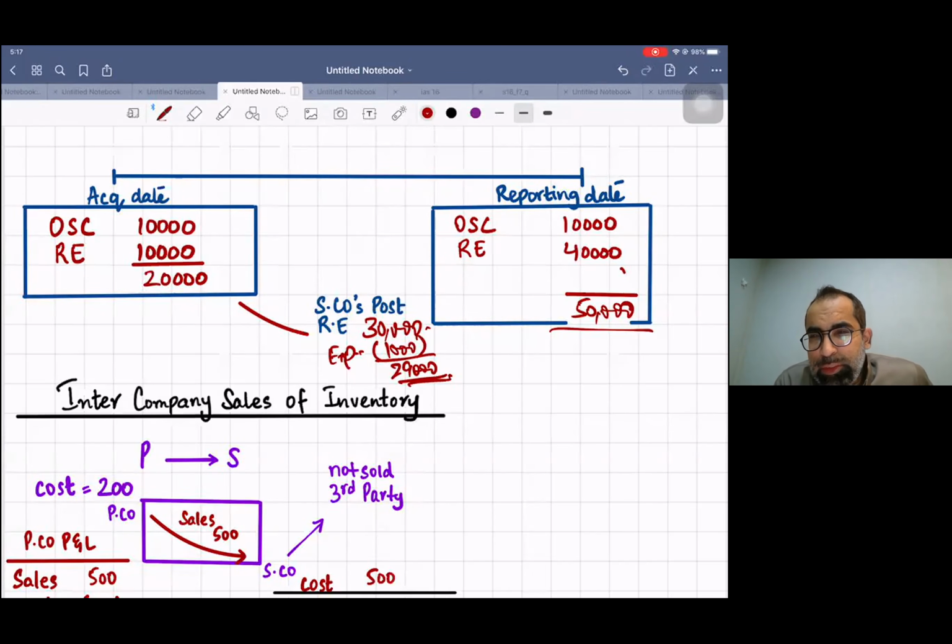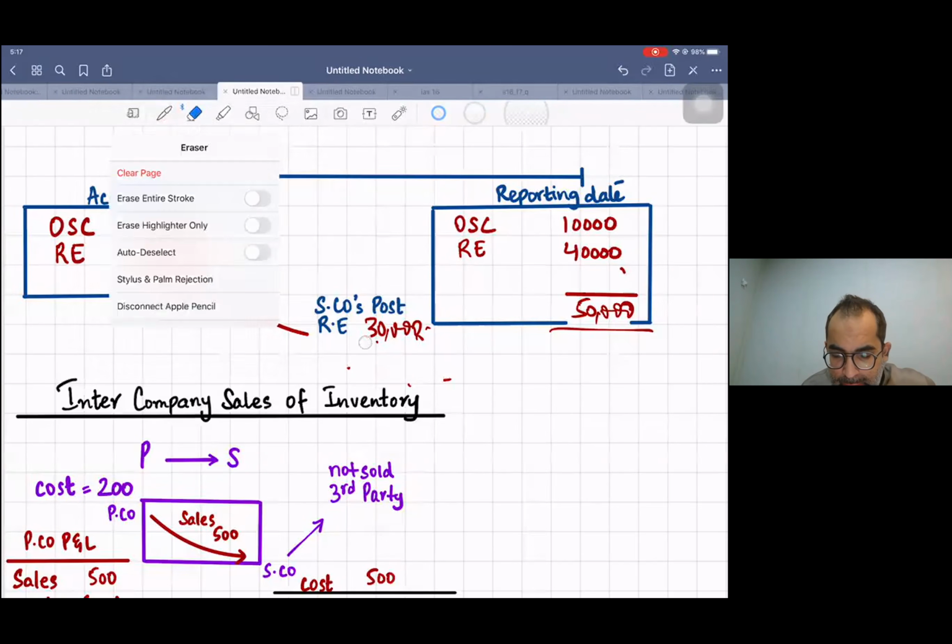Now wait. I can get this 29,000 through one more approach. Listen, no need to subtract this 1,000 from S company's post retained earning. Just do one thing. Look at here. Do one thing.